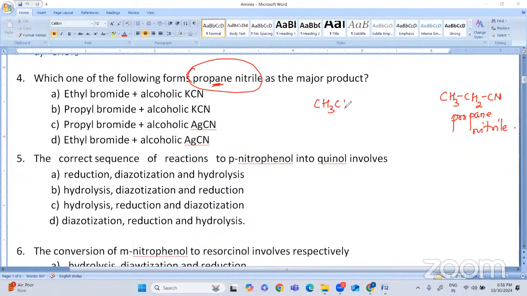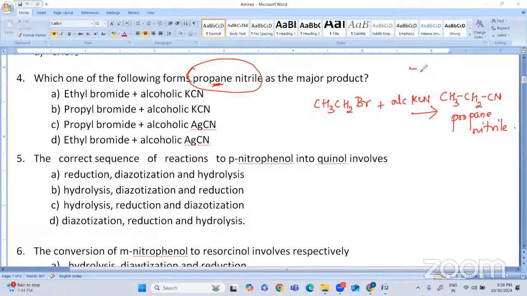I'm going to take ethyl bromide. Ethyl bromide reacted with alcoholic KCN. Let me take KCN, alcoholic potassium cyanide. Okay, ionic.